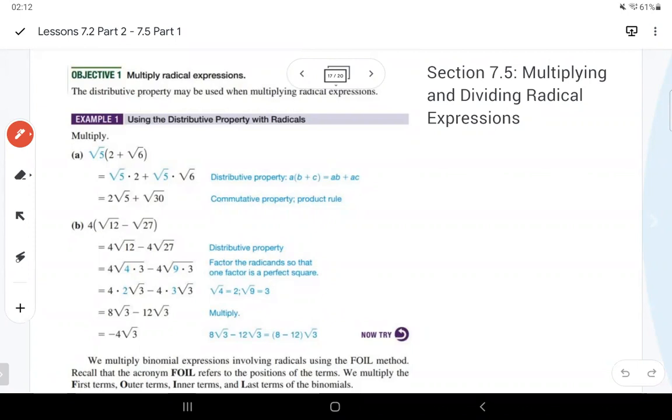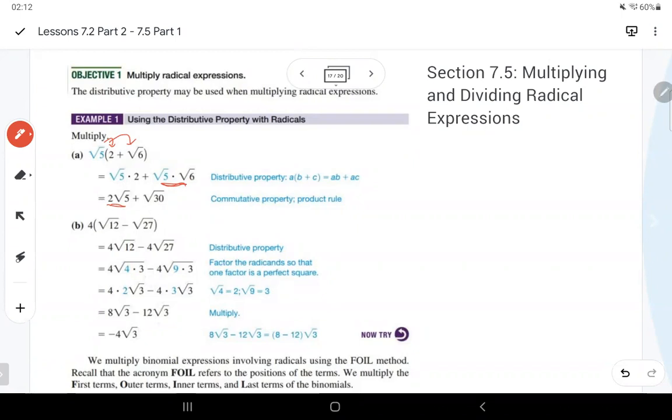So here's objective 1. We're going to multiply radical expressions. The distributive property may be used when multiplying radical expressions. And you can see here that we would distribute the square root of 5 to both parts. And then you can multiply within because they both have a square root. But then you have to have the radical left here because the 2 is not sharing a radical. All right, and then don't forget, if you can simplify, you want to simplify.